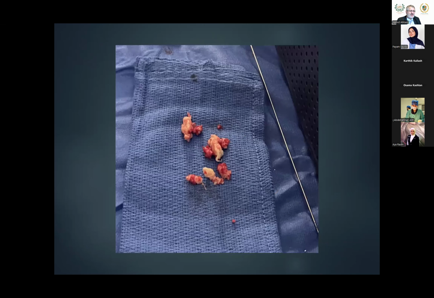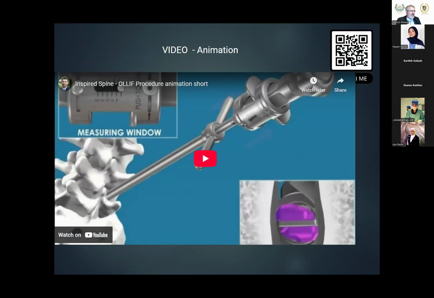And can we do discectomy? Absolutely. And I'm not going to show you, but this is all available on YouTube. Just go to YouTube and put OLLIF, double L, because this is not OLIF ATP, or my name, and you will get lots of videos. And we will also share that along the side of our society.